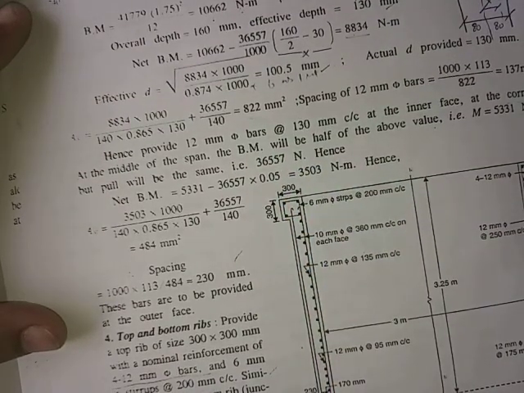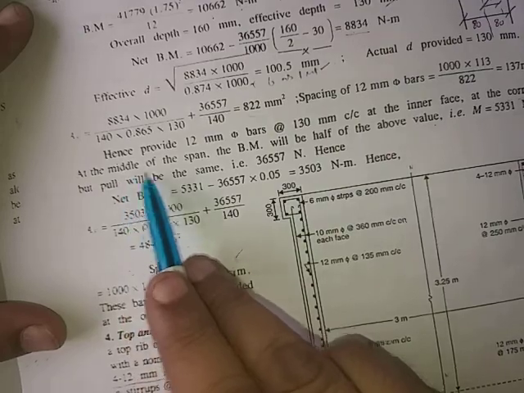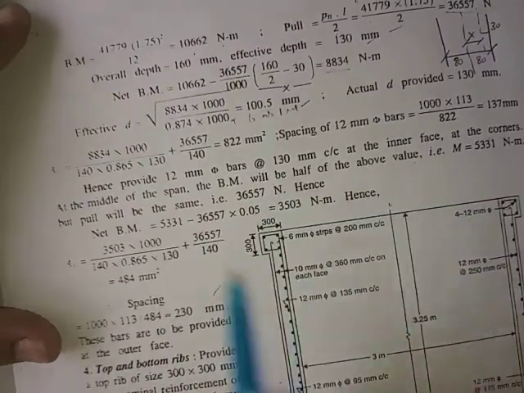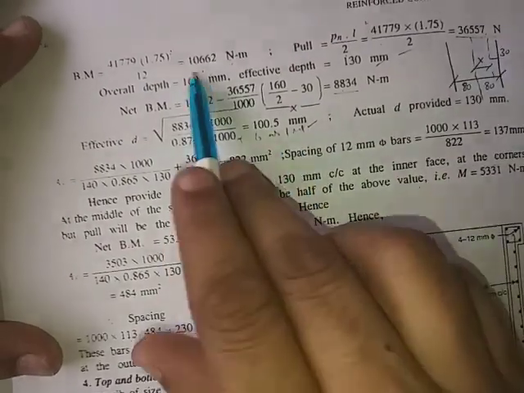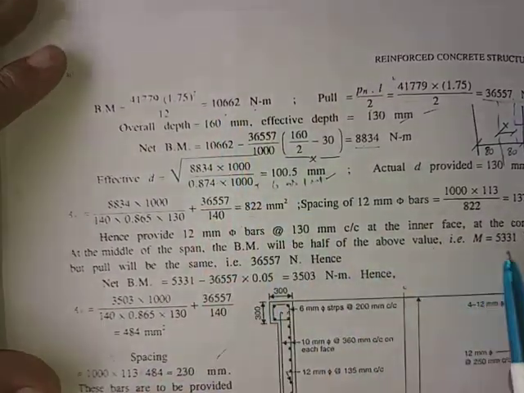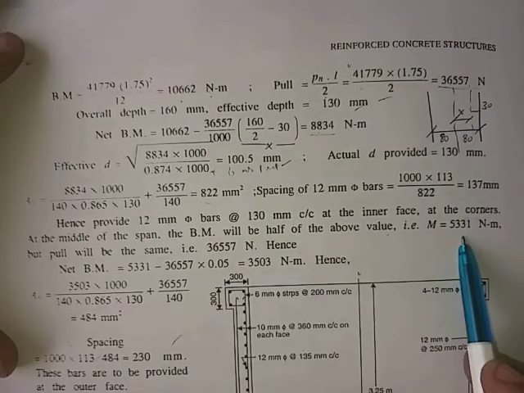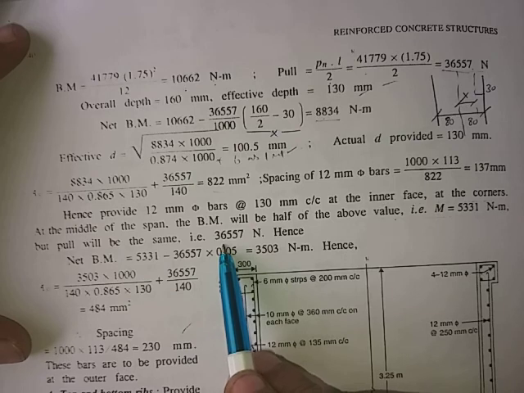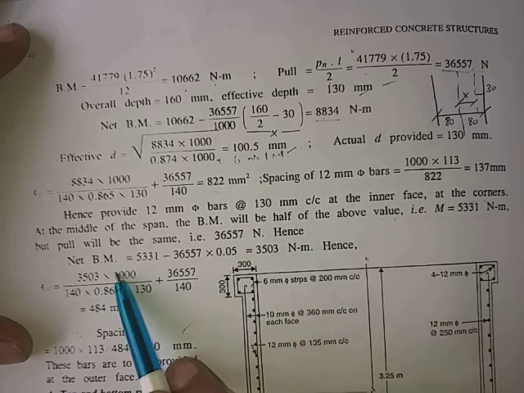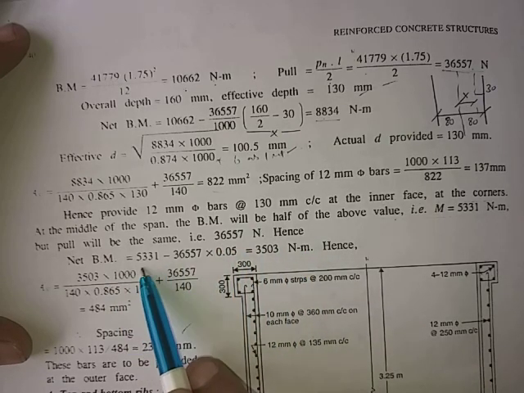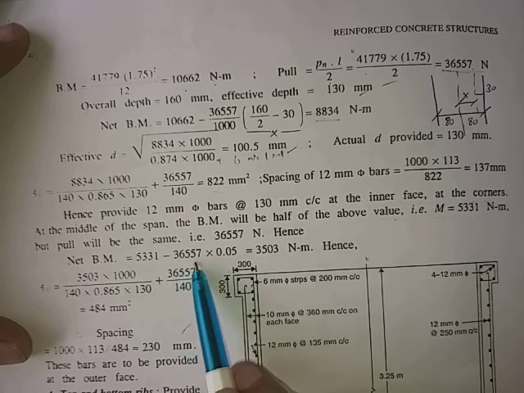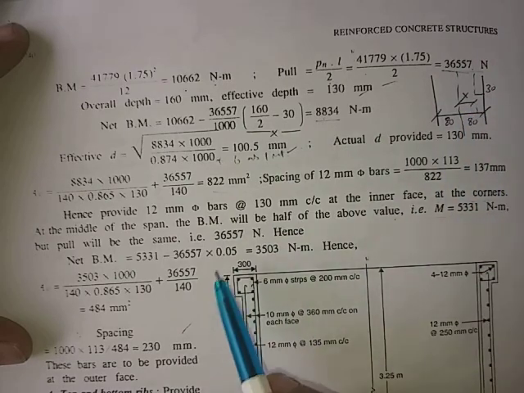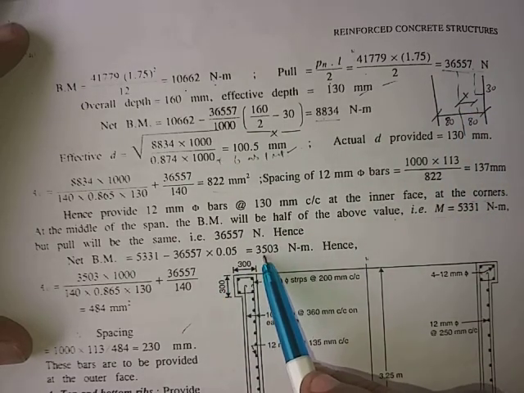For the outer face also the steel can be calculated. So at the middle of the span, the bending moment will be half of the value. I have the bending moment calculated as 10662, so half of this will be 5331 Newton meters. But the pull will be the same. Therefore, the pull is 36557 Newton. When you calculate the net bending moment, that is 5331 minus 36557 into 0.005, that is here it is 50 mm, okay, that gives me a net bending moment of 3503.